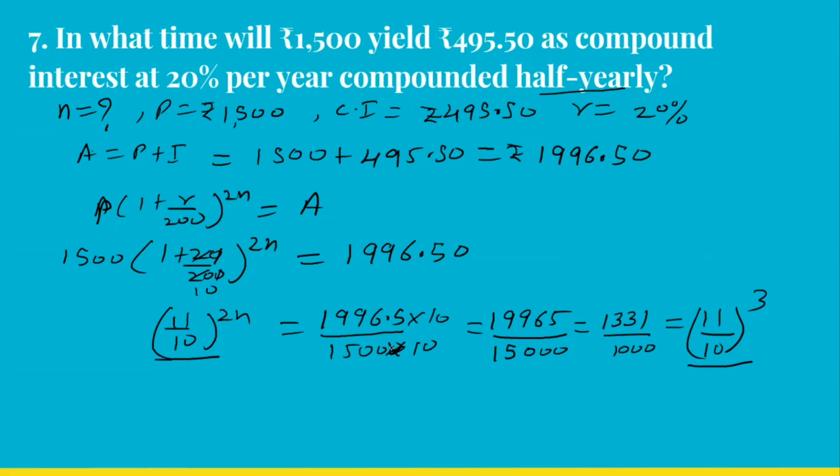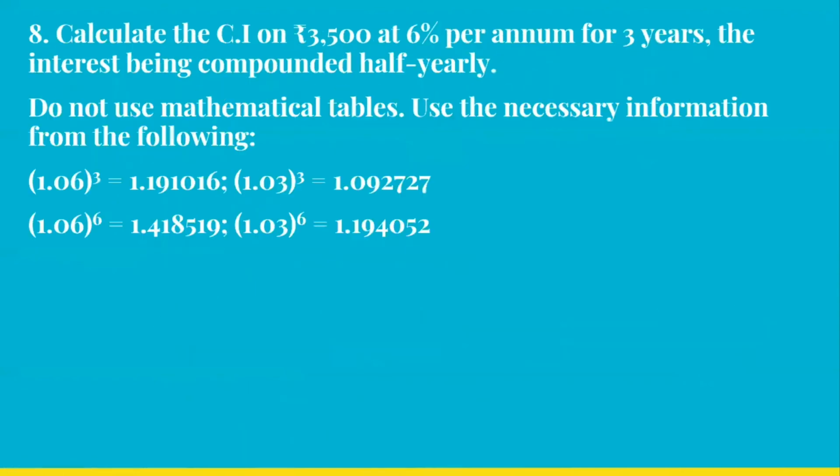So 11 upon 10 to the power 2n and 11 upon 10 to the power 3. Since the bases are equal, the powers are equal. So this implies 2n is equal to 3. So n is equal to 3 upon 2, which is 1.5 years. Got it? So in 1.5 years, rupees 1,500 will yield an interest of rupees 495 and 50 paisa at 20% per annum compounded half yearly. Got it? Let's move on to question number 8.